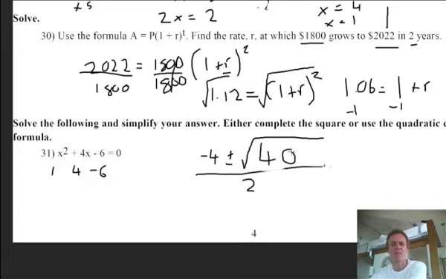Okay, so there we go. Square root of 40. What times what makes 4 times 10? So 40 is now 4 times 10. So again, times 10. I can square root the 4. I can't square root the 10. This square root of 4 will become 2.